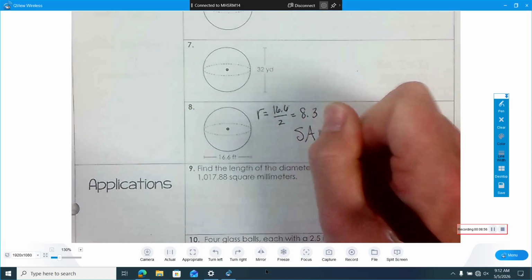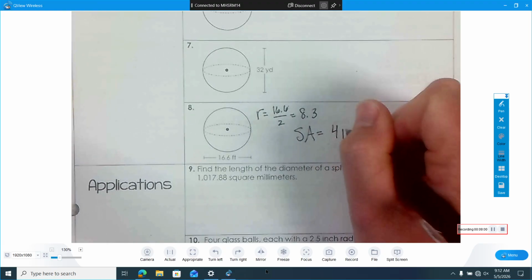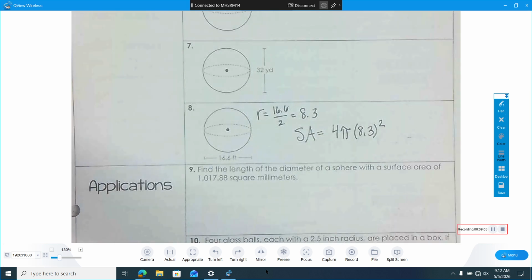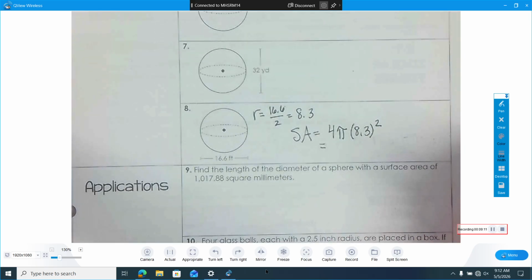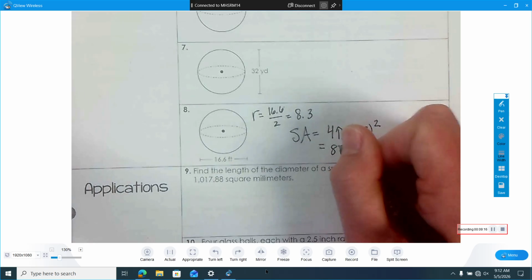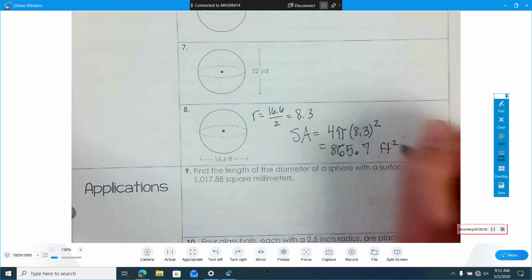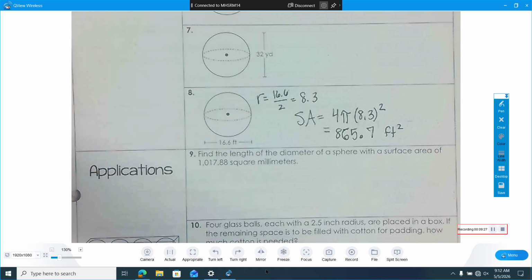All right, surface area. What was the formula? 4 pi times the radius squared. All right, who's got me an answer? 865.7. Thank you. Feet squared. Beautiful. All right. Let's look at number 9.